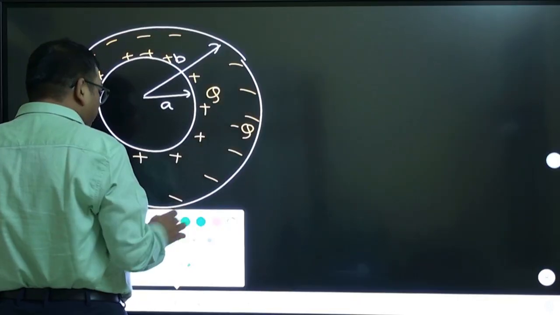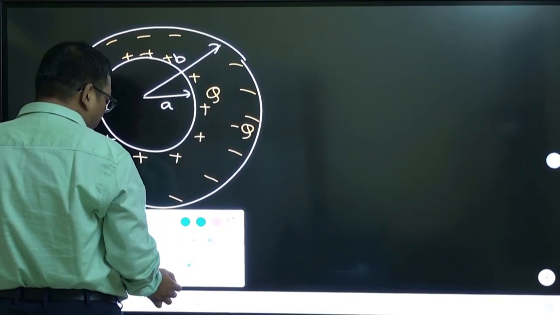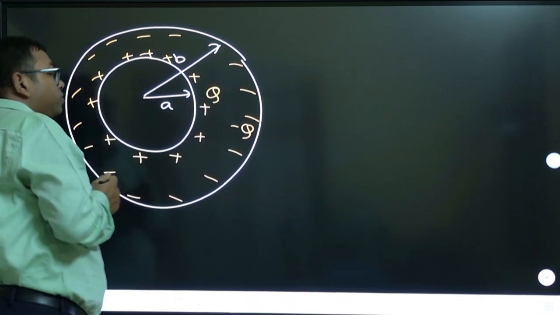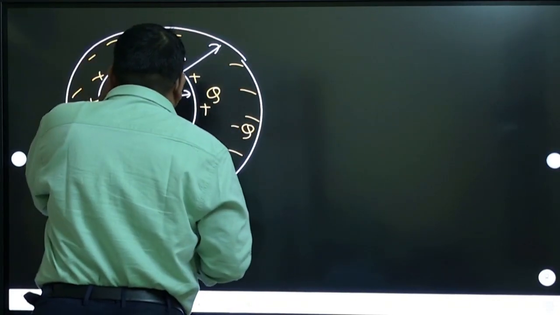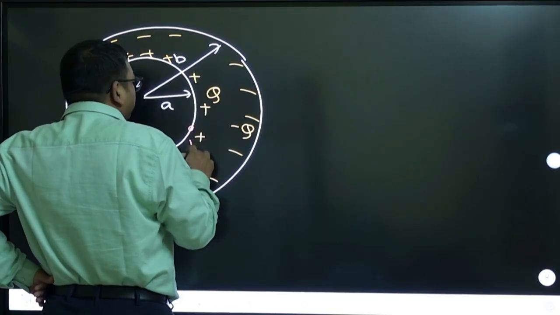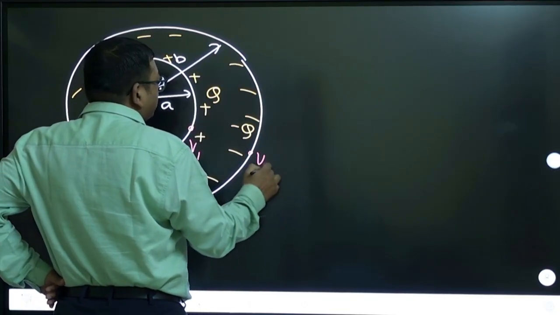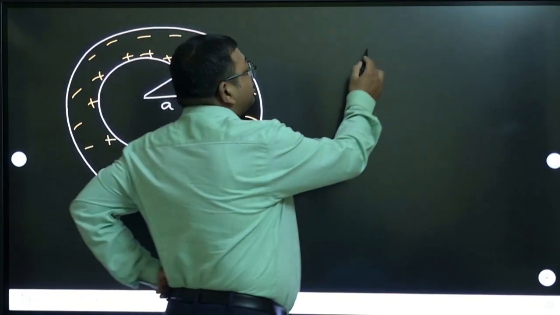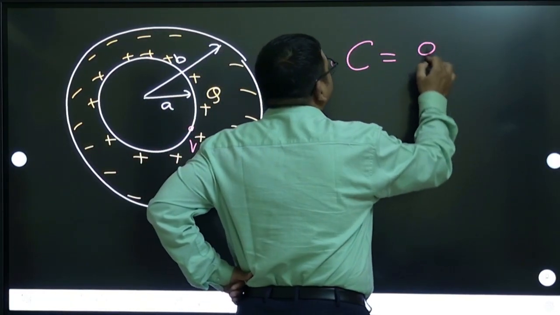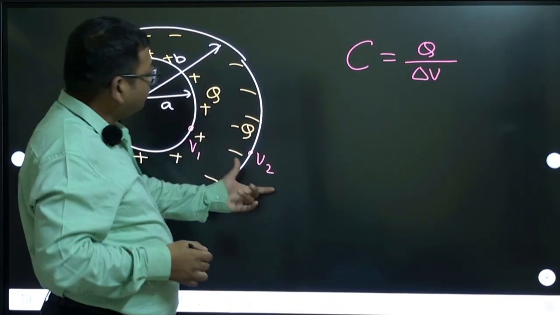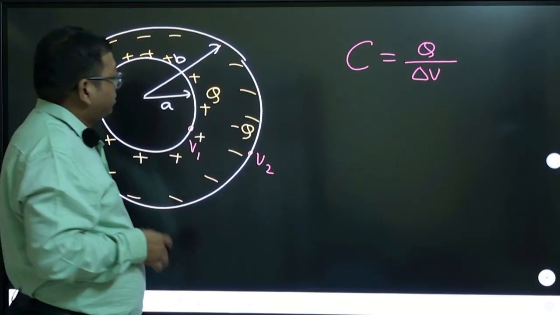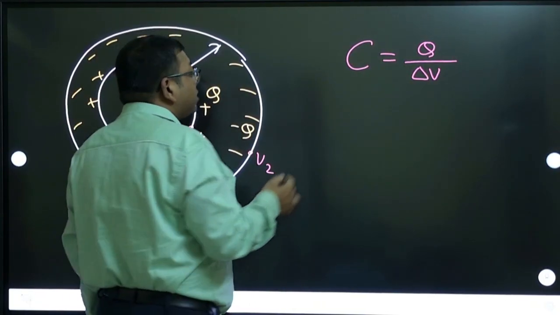The outer region extends to infinity too, but now you have to study the interaction between the two. Infinity is very far away, so that interaction you can leave out. That means this point has potential V1, and this point has potential V2. So how can we define capacitance? Capacitance is defined as charge by potential difference. Here potential difference means the difference of V1 and V2. So let us calculate V1.